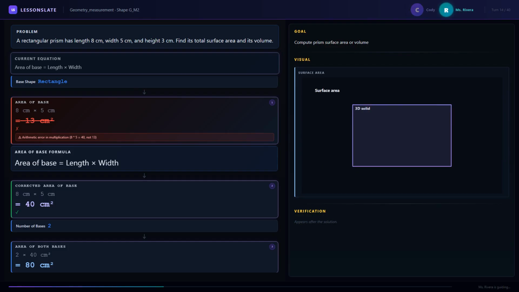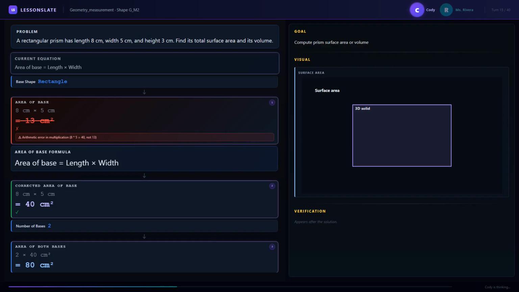That's perfect, Cody. You've precisely identified the dimensions of all 4 lateral faces. 2 of them will indeed be 8 centimeters by 3 centimeters, and the other 2 will be 5 centimeters by 3 centimeters. You're absolutely right that we need to find the area of each of those to get the total surface area. Can you go ahead and calculate the area for each of those 2 types of side faces?